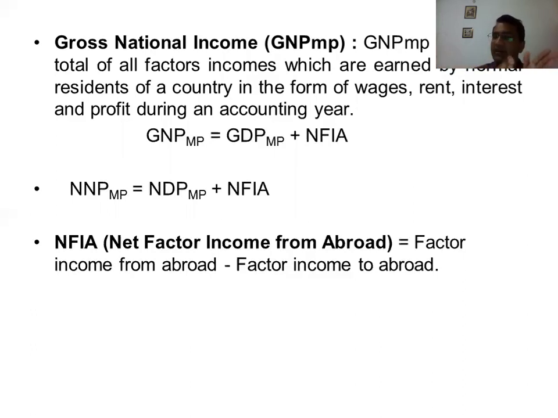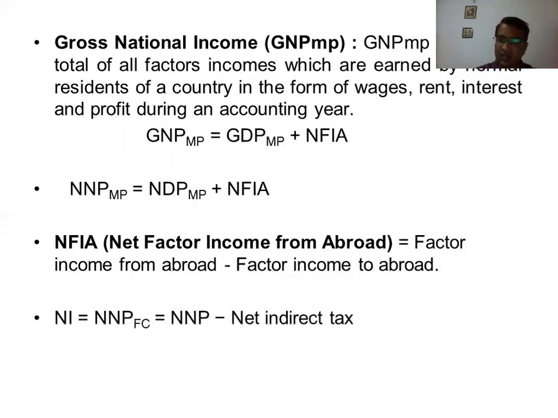If we add net factor income from abroad to the domestic income, the total is the gross national product at market price. If net factor income from abroad is negative, then we reduce it. So GNP at market price is equal to gross domestic product plus net factor income from abroad. Now we can calculate NNP at MP: net domestic product at market price plus net factor income from abroad. Another way is gross national product at market price minus depreciation. In any way we can calculate.